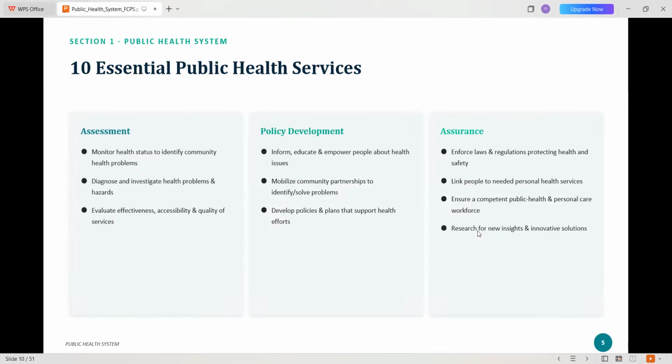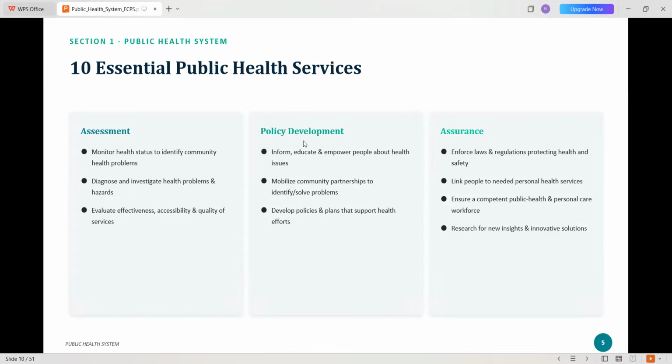Next, the 10 essential public health services. Under the assessment: monitor health status to identify community health problems, diagnose and investigate health problems and hazards, evaluate effectiveness, accessibility, and quality of services.